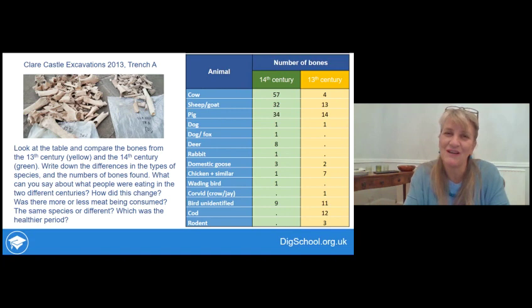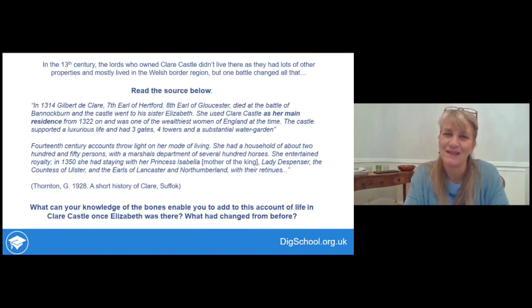Okay, so you've had a bit of time to write those answers down. So there's a source of information here. In the 13th century, that first period we were looking at, the data in the yellow bit of the table, the lords who owned Clare Castle didn't actually live there, very rarely visited, if at all. They had lots of other properties, including other castles, and most of their time and energy was spent on the Welsh border area. But then one battle changed all that.